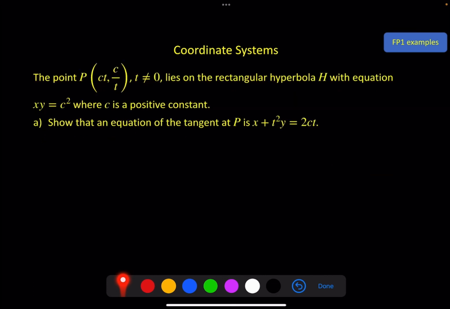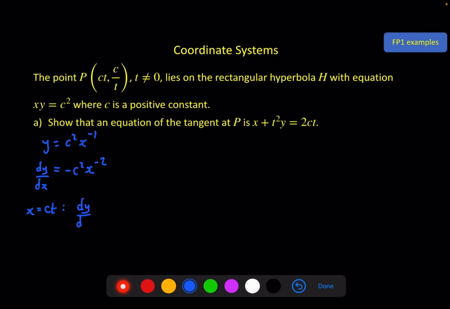So we need to show an equation of the tangent at P. To do that, we need to do all the things that we've been doing. So let's rearrange this, c squared x to the minus 1, so that we can differentiate, minus c squared x to the minus 2, and then put in the x coordinate. In this case, x is equal to ct, so dy by dx is equal to minus c squared over x squared, which is ct.